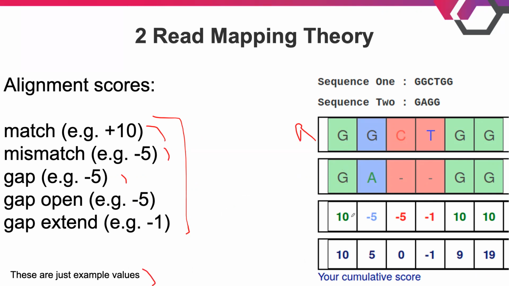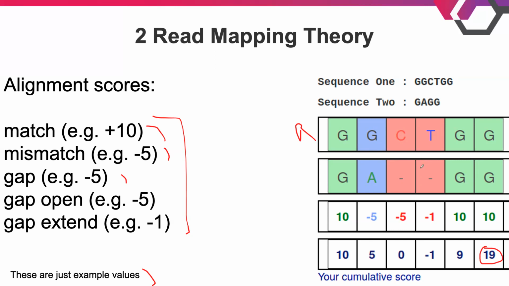So if we have a GG match, that might give us a score of +10. A GA mismatch might be -5. A C with a deletion, or an absence of a base down here, that might be -5. A gap extension is -1. And then we have two GGs at the end. So our overall score is computed from the set of all of these, and we get 19 overall for this particular alignment. If we rearrange these bases, for this particular alignment, we won't get a lower score.